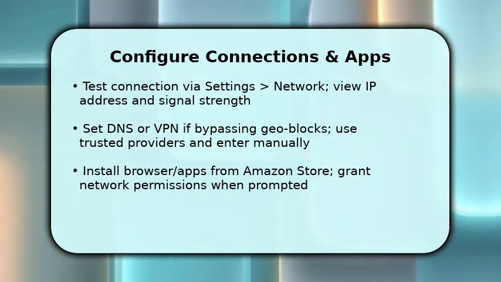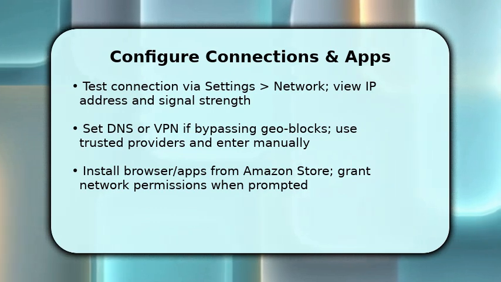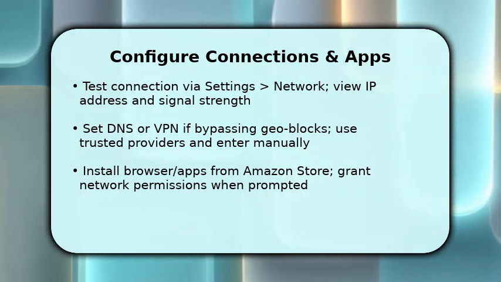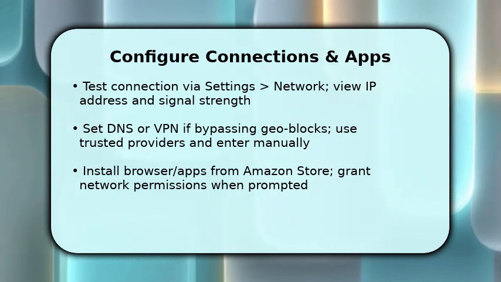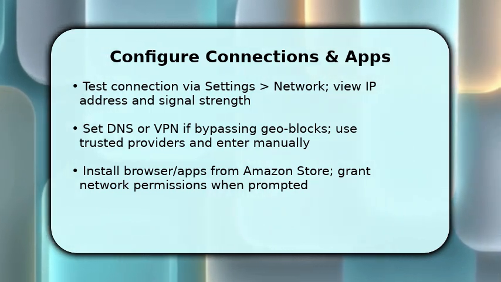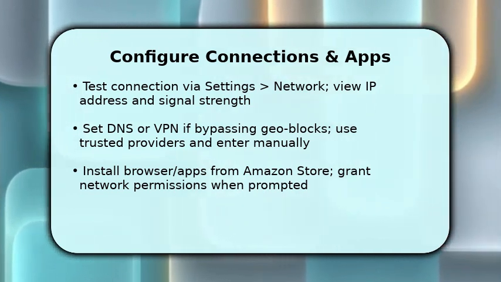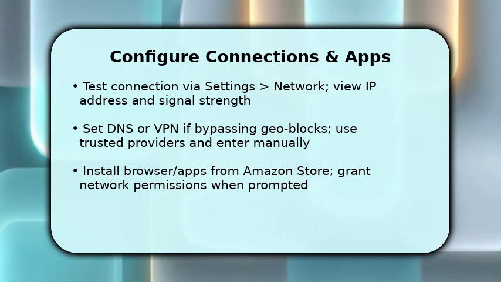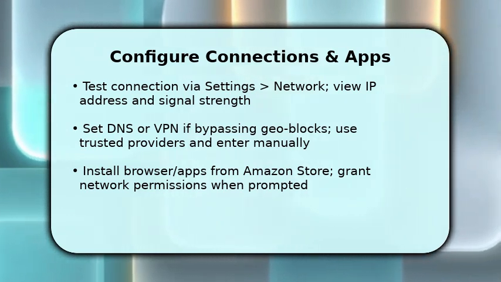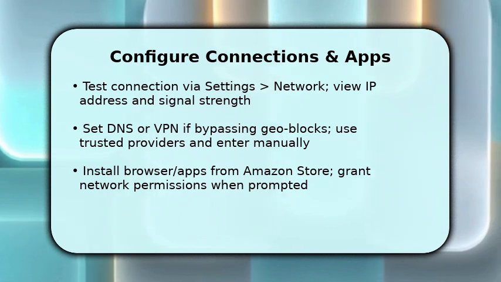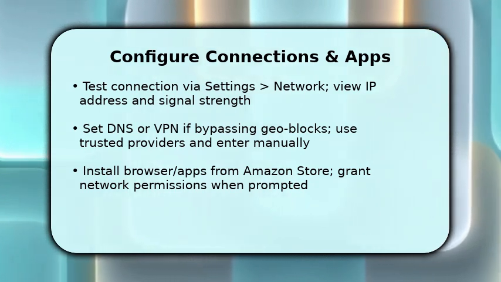If you need custom DNS or a VPN for location or privacy, choose a reputable provider and configure the DNS in your router or install the VPN app on the Fire Stick. Make sure to authorize network permissions. Then install a browser or streaming apps from the Amazon store and allow network access. This completes the middle setup for internet use.